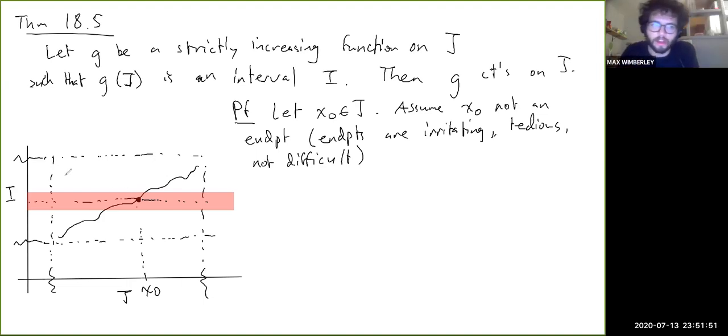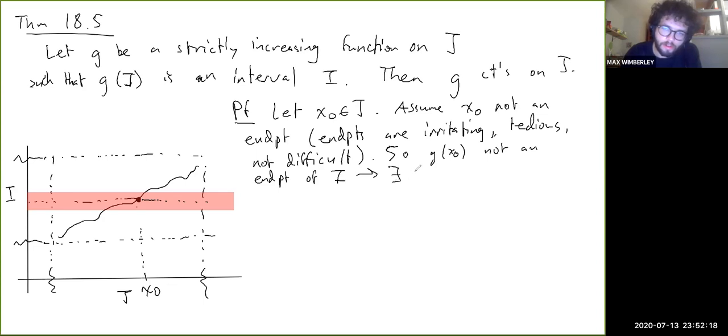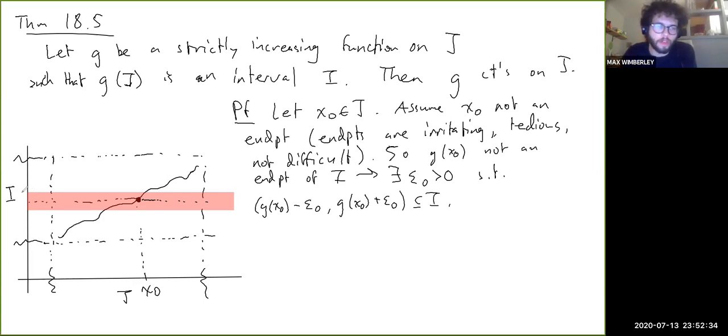That means g of x naught is not an endpoint of I, because obviously if x naught is not an endpoint here, you can find points to the right and you can find points to the left. So there have to be values of g that are bigger or smaller than g of x naught. So g of x naught is not an endpoint of I. This means there exists an epsilon naught greater than 0 such that the interval from g of x naught minus epsilon naught to g of x naught plus epsilon naught is a subset of I. Okay, so that's what I've drawn here.